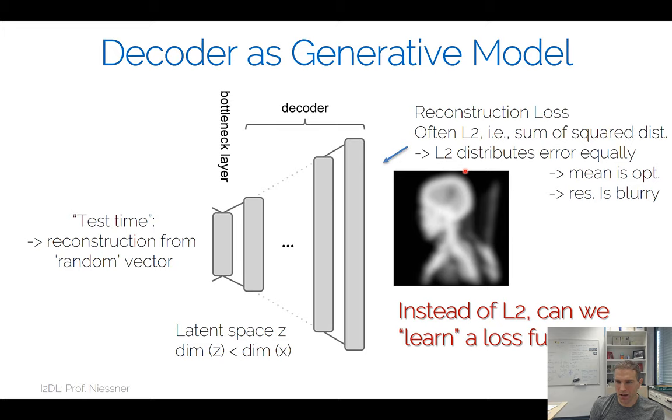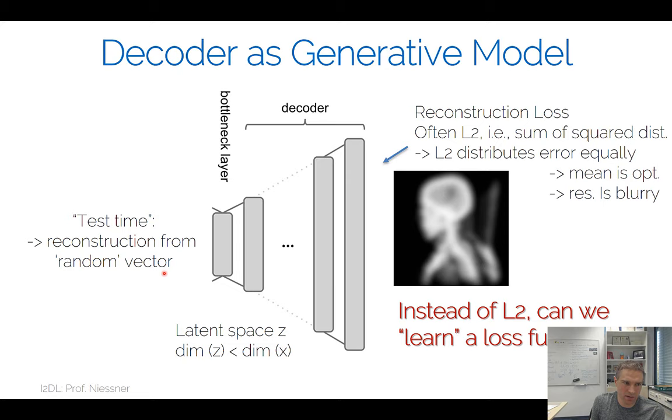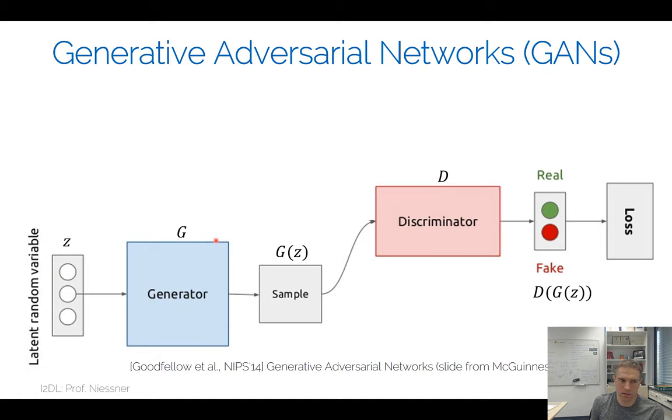If I give you two images, tell me how close they are. You have to train a network in itself for that. And that's kind of what generative adversarial networks are doing. They're introducing this concept of a discriminator. If I'm going back here, this part here, going from Z to the image again, is called the generator. This is Z, decoder, give me an image.